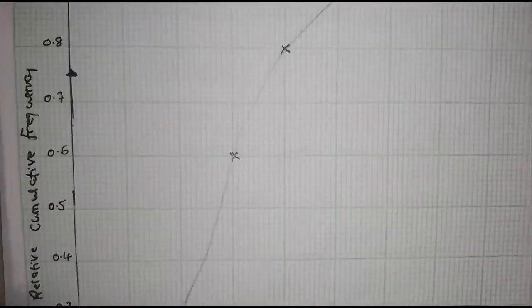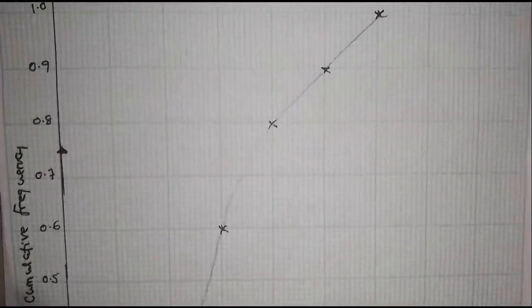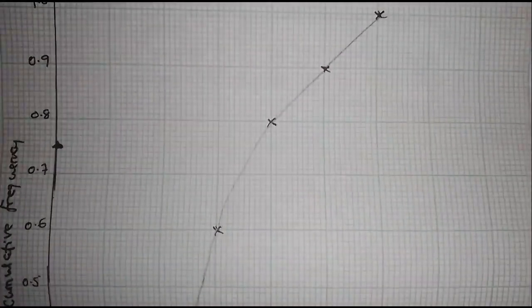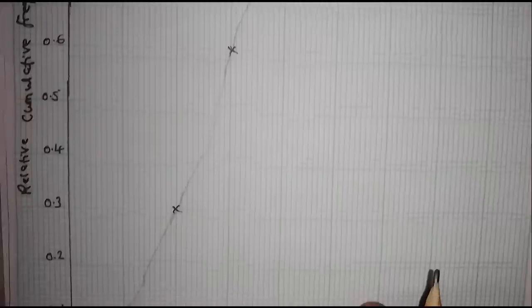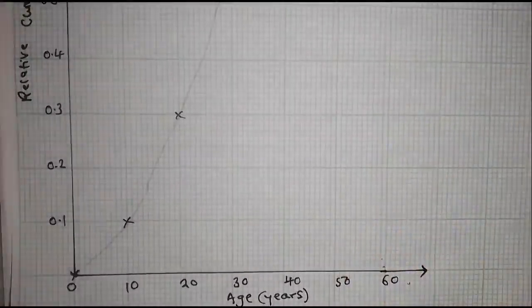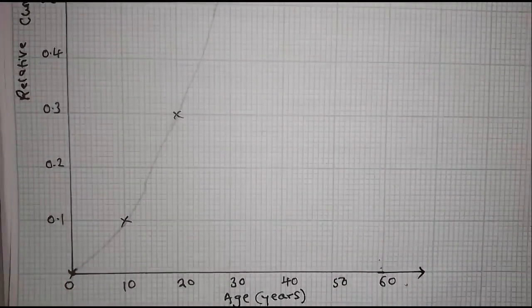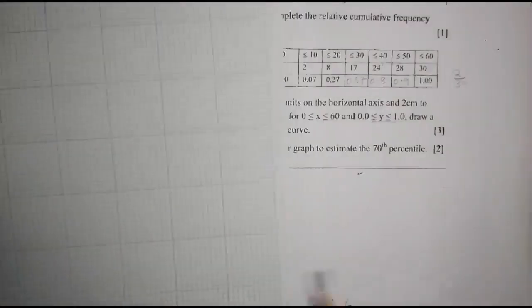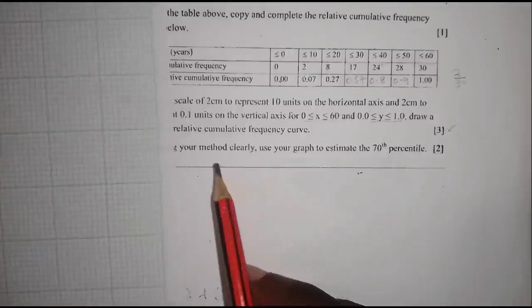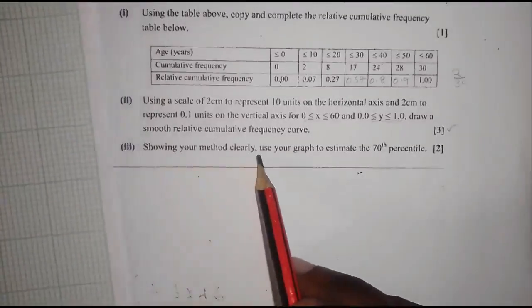Okay. So this is how it's coming out. Make sure you at least get the same thing. Okay. So now let us answer now. So once you've done that, I think it should be 3 marks. So you get 3 marks. Now the last part is showing your method clearly.